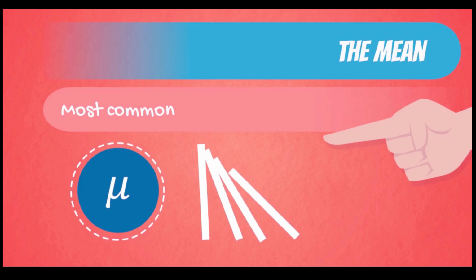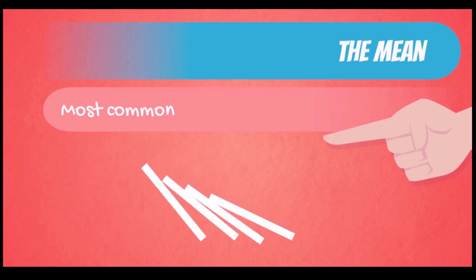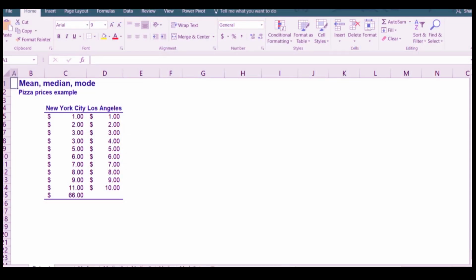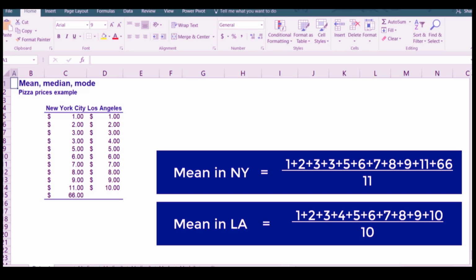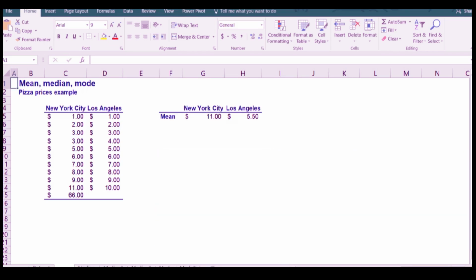Let's aid ourselves with an example. These are the prices of pizza at 11 different locations in New York City and 10 different locations in LA. Let's calculate the means of the two datasets using the formula. For the mean in NYC, we get $11, whereas for LA, just $5.5. On average, pizza in New York can't be twice as expensive as in LA, right?